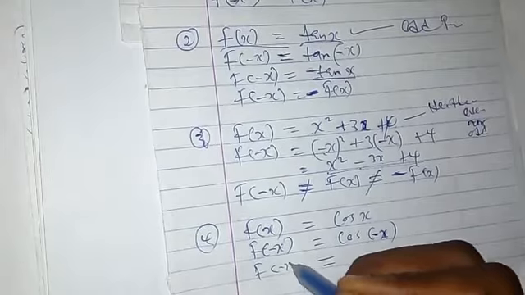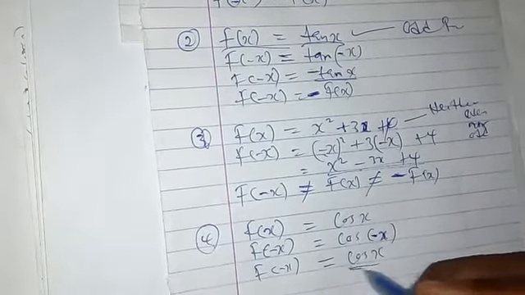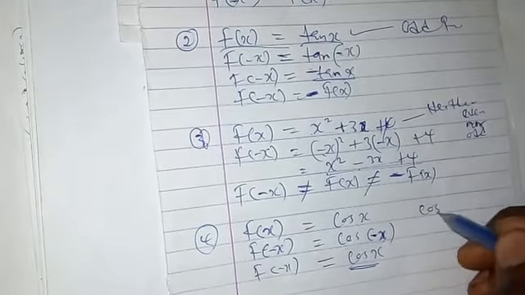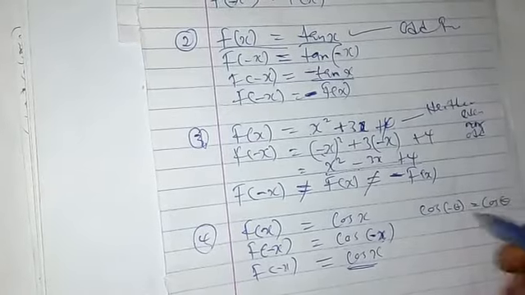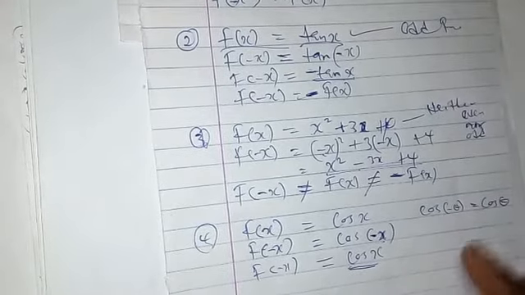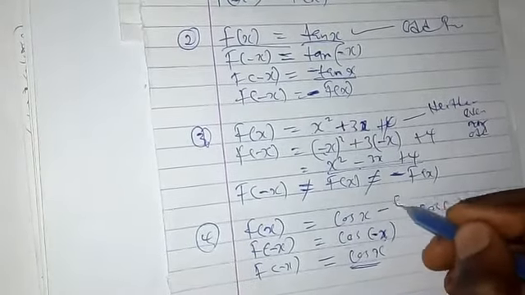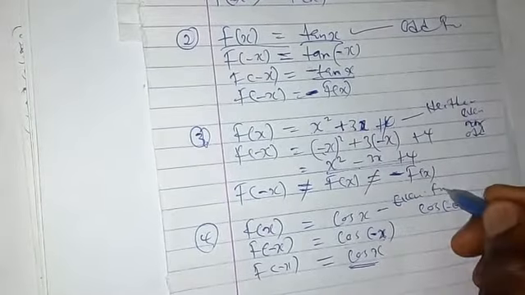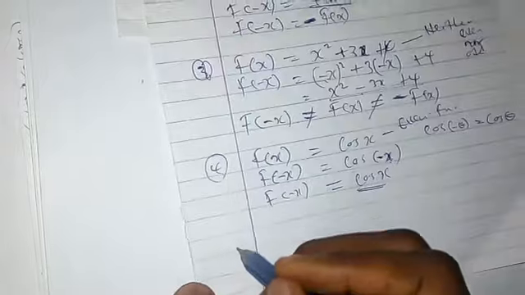So here we have f of negative x equals cos x. Which means you can write this as cos negative theta equals cos theta. So there you see, you can write it like this. That's why this is an even function. This is an even function.